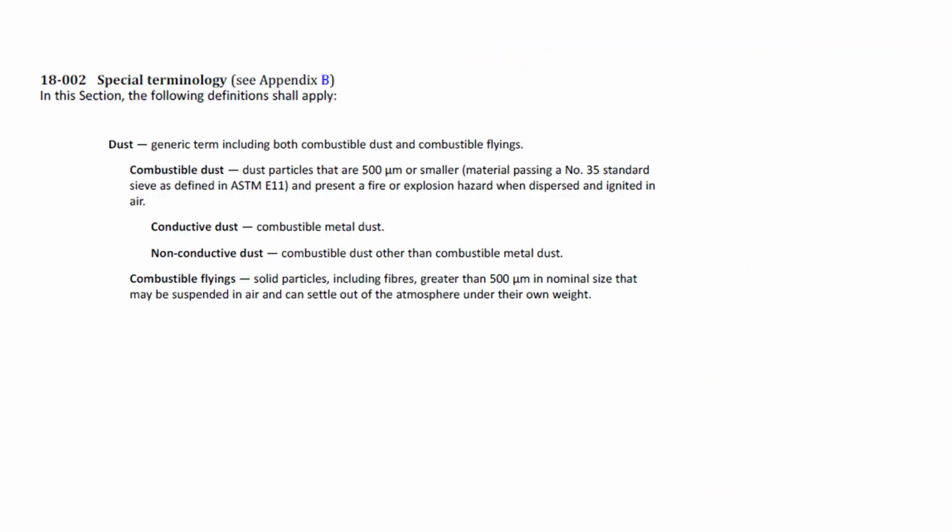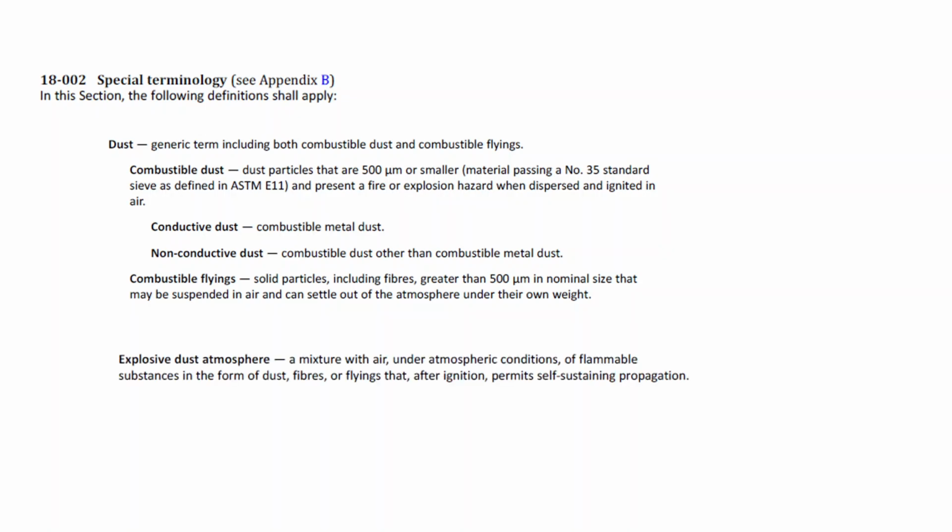If we take a look at 18002 special terminology, we'll notice that the entry for dust is a generic term. There's combustible dust, conductive dust, non-conductive dust, and combustible flyings. These have to do with the type of material that the dust is made from and also how large they are. We'll also notice an entry for explosive dust atmosphere. It's a mixture with air under atmospheric conditions of flammable substances in the form of dust, fiber, or flyings that, after ignition, permit self-sustaining propagation, so they'll continue to burn.